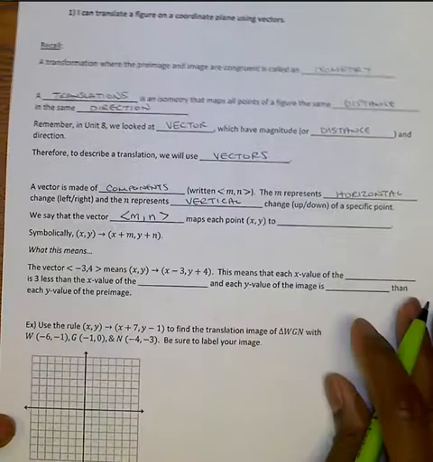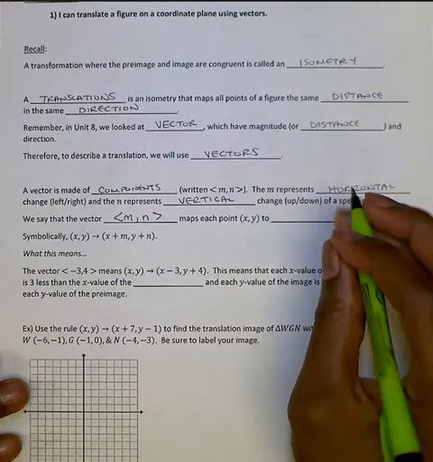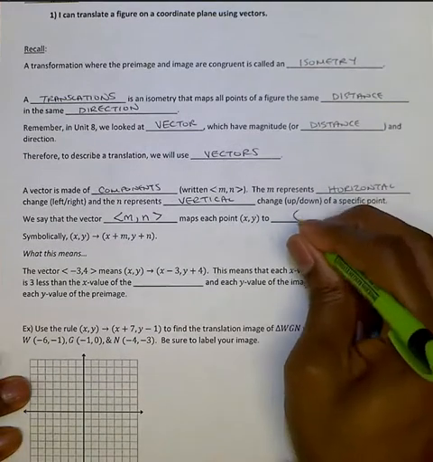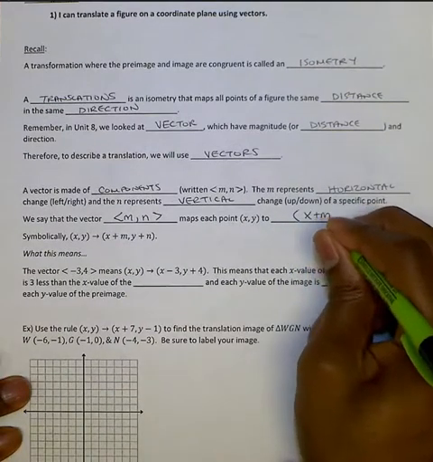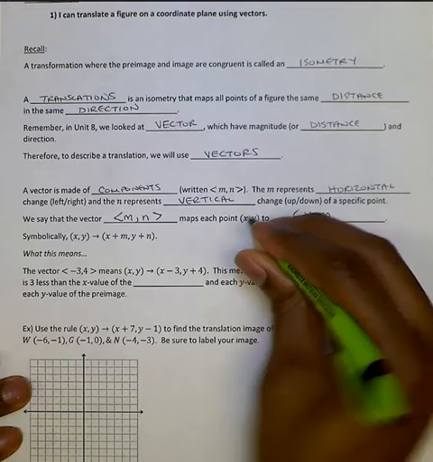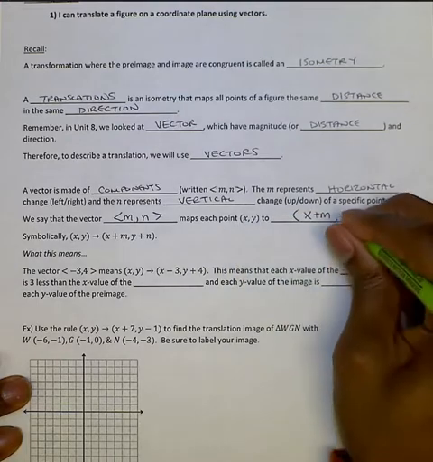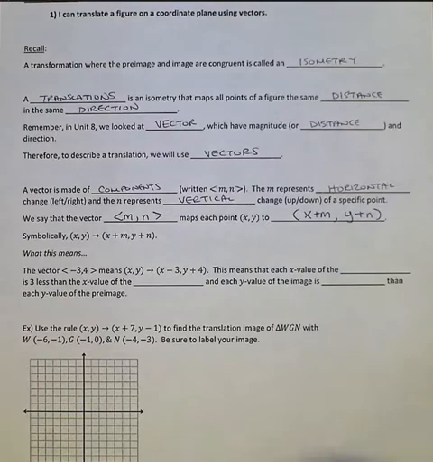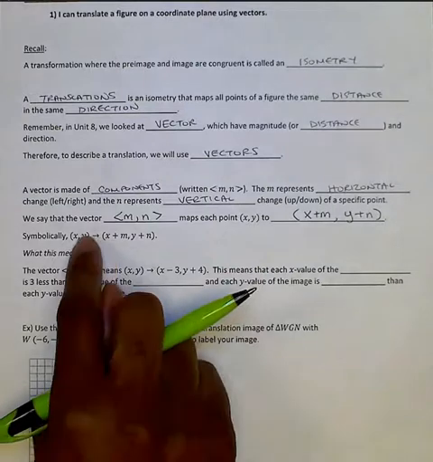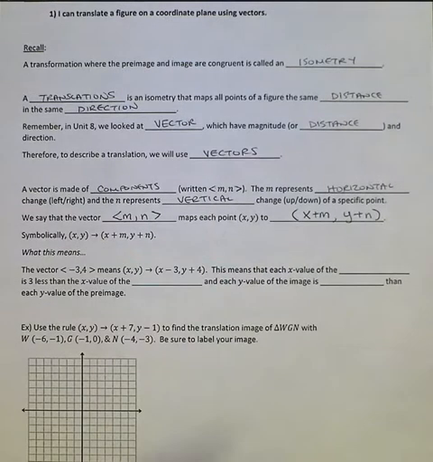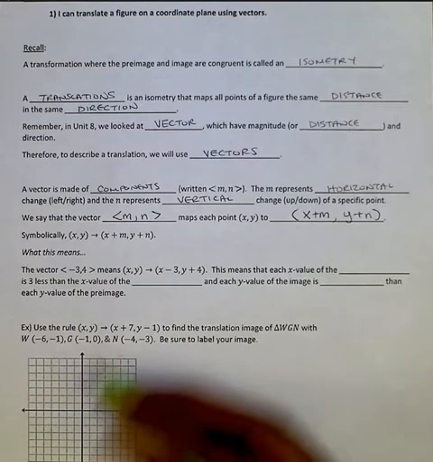Maps point (x, y) to (x + m, y + n). So that's the new coordinate, whatever x was plus that vector m, and y plus n. Again, the same logic. Whatever the y coordinate was plus the n vector. Okay, and so we see that symbolically here. Okay, what that means is vector ⟨-3, 4⟩ moves to (x - 3, y + 4).